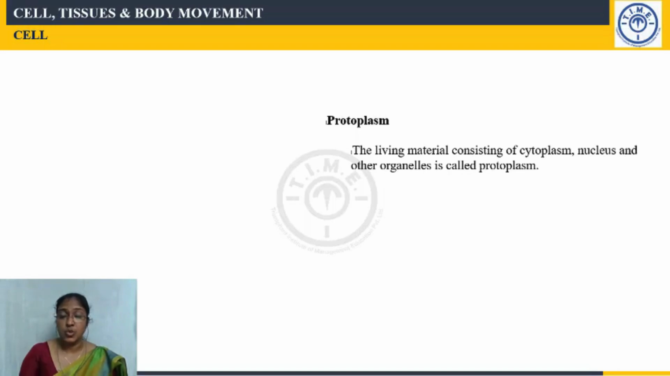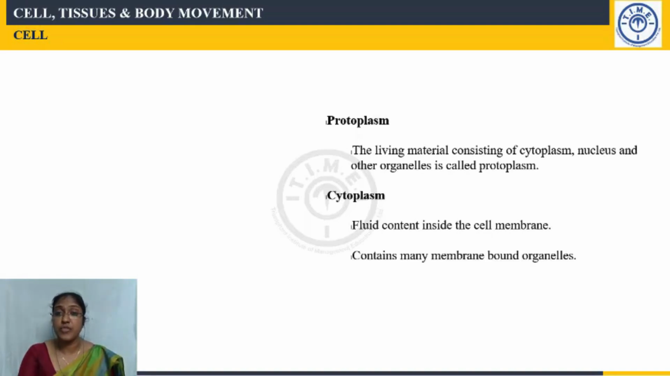For a cell, the outer covering is the cell wall in a plant cell, inner to it the cell membrane is present, and inner to it a fluid-like substance, that is cytoplasm, is present. Cytoplasm together with the nucleus and other cell organelles, all together we call protoplasm. So we can say protoplasm is equal to cytoplasm, nucleus and other organelles. What is cytoplasm? Cytoplasm is the fluid content inside the cell membrane. It contains many membrane bound organelles.